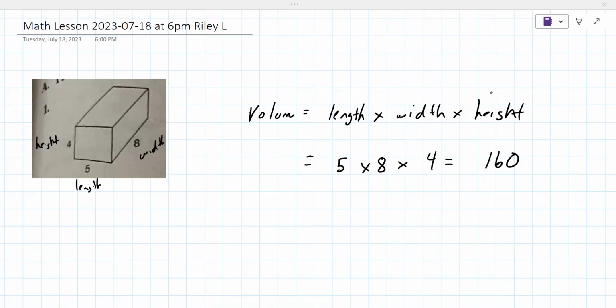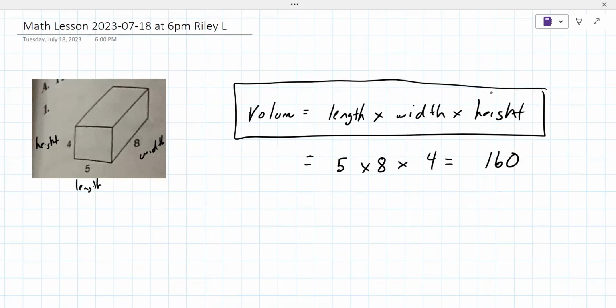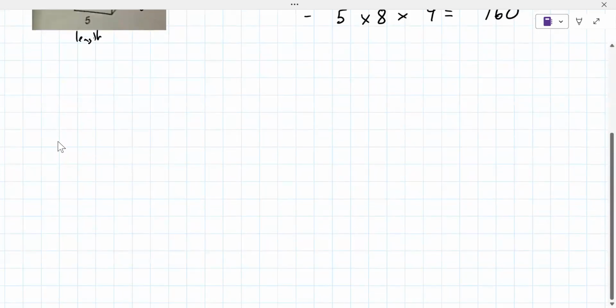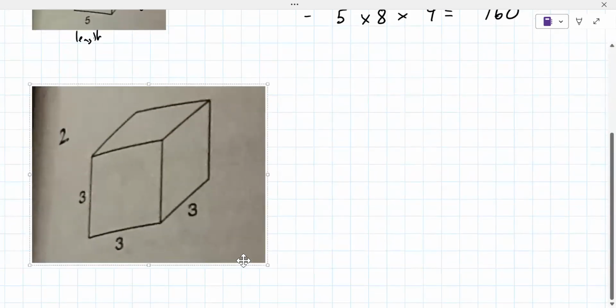So it's a new formula. Is that okay? So here's a new problem. Go ahead and find the volume for us, please.